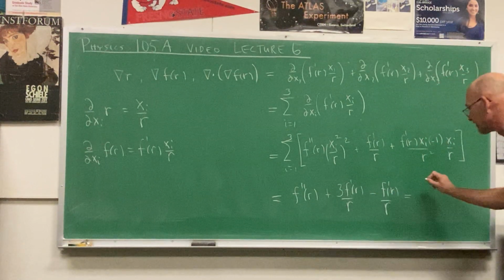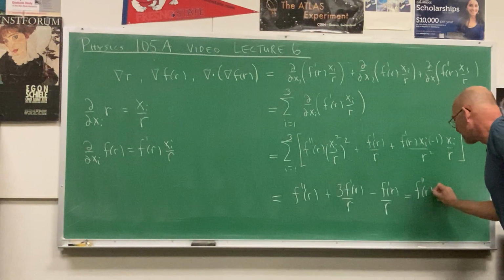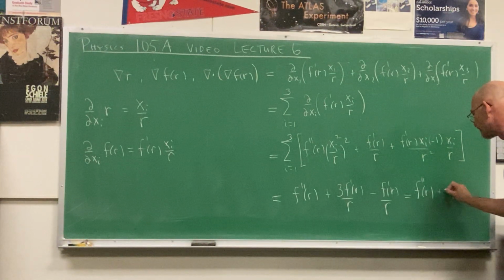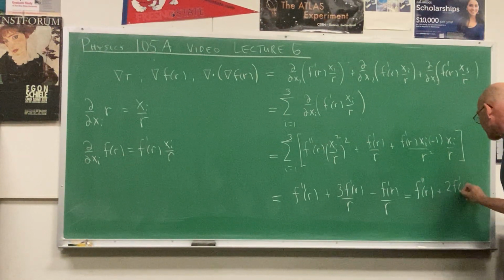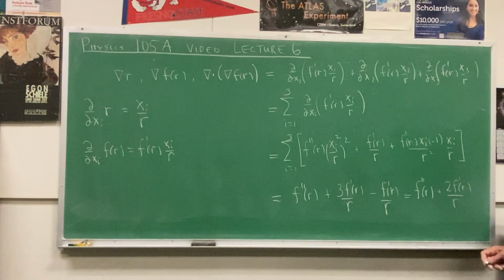So the final answer here is f double prime of r plus 2 f prime of r divided by r. So that's a formula that you can actually use. And since I did this for you, I'll just add to the homework.